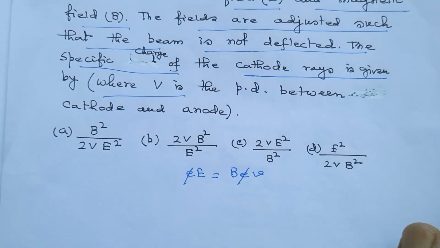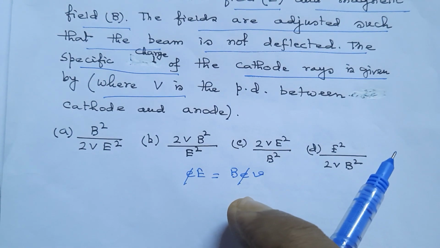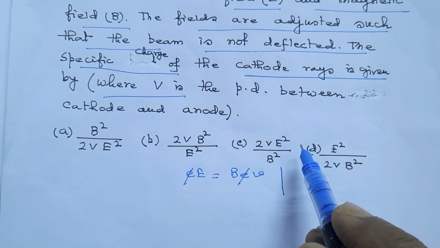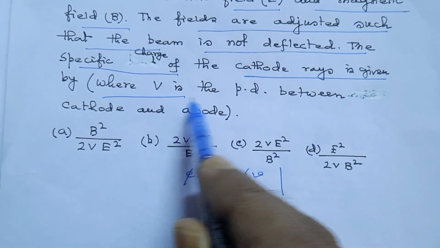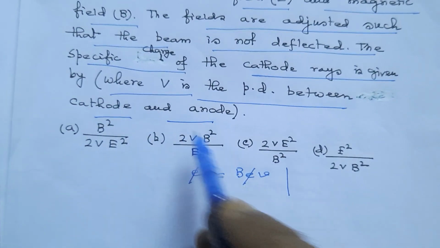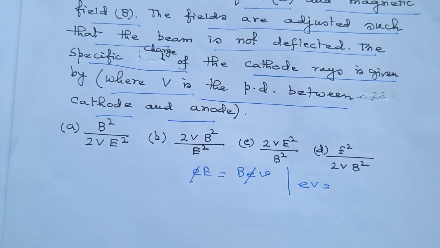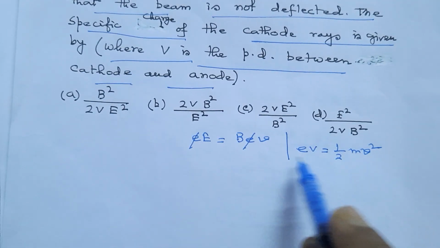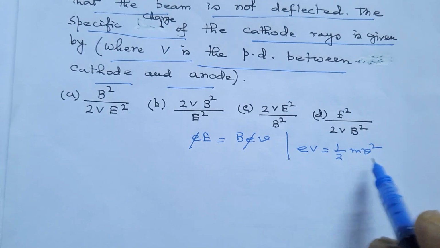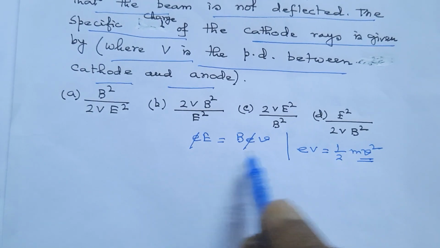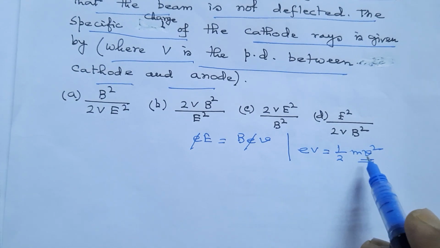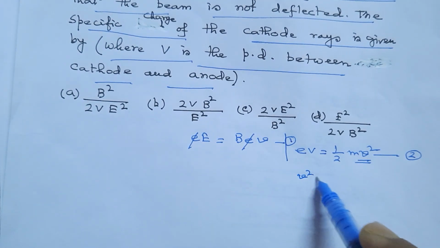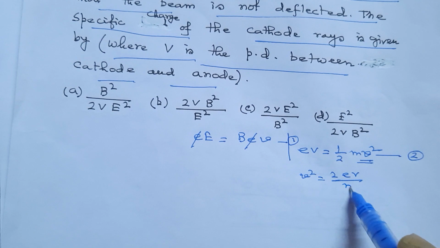If the specific charge of the cathode ray is required, you are to find e by m, as they are accelerated by a potential difference V. So the energy acquired by the cathode ray is eV equals half m v square, the energy of the corresponding electrons. So we have to express small v from the second equation and put it in the first equation. So v square equals 2eV by m.